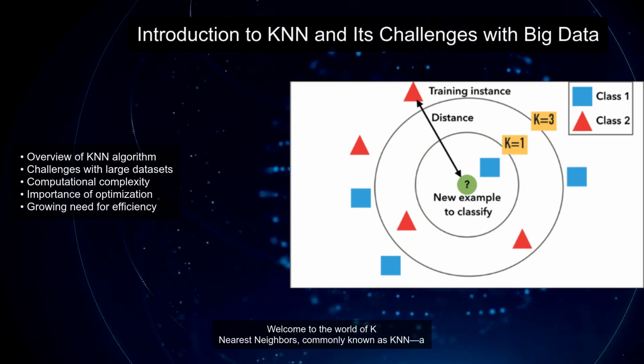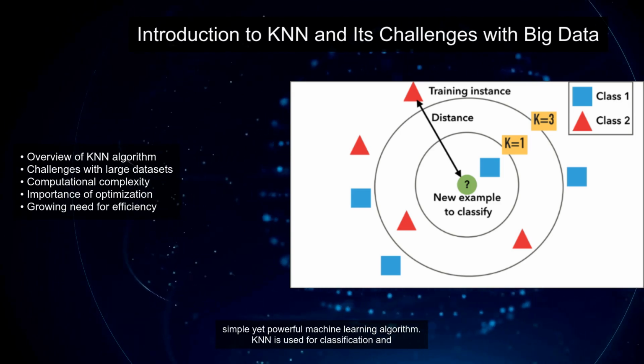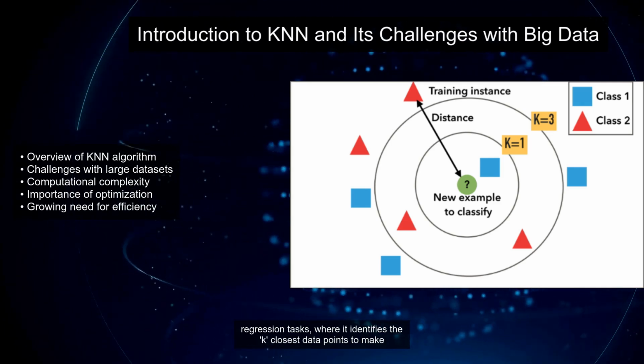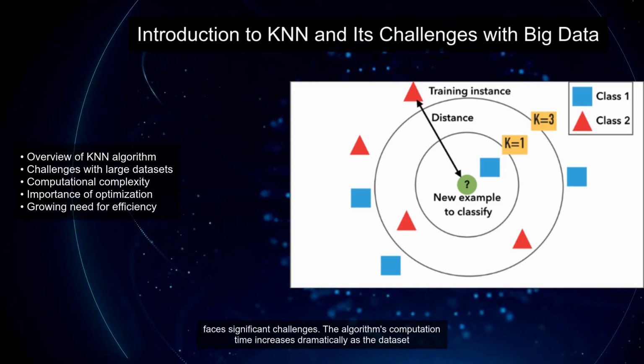Welcome to the world of k-nearest neighbors, commonly known as a simple yet powerful machine learning algorithm. KNN is used for classification and regression tasks, where it identifies the k closest data points to make predictions. However, as we step into the realm of big data, KNN faces significant challenges.